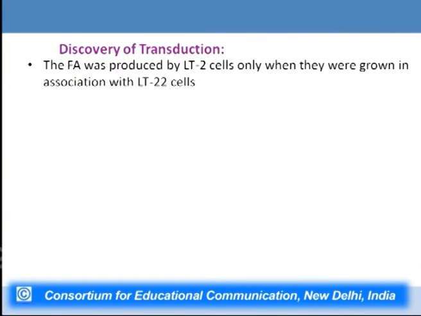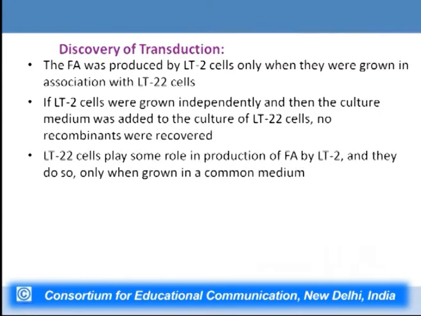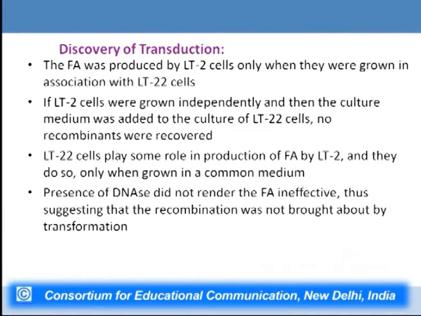The filterable agent was produced by LT2 cells only when they were grown in association with LT22 cells. If LT2 cells were grown independently and the culture medium was added to the culture of LT22 cells, no recombinants were ever recovered. So LT22 cells played a role in production of filterable agent by LT2, and they do so only when grown in a common medium.